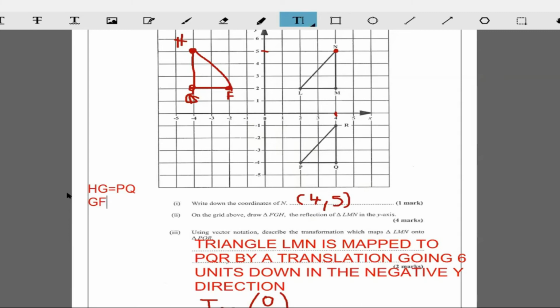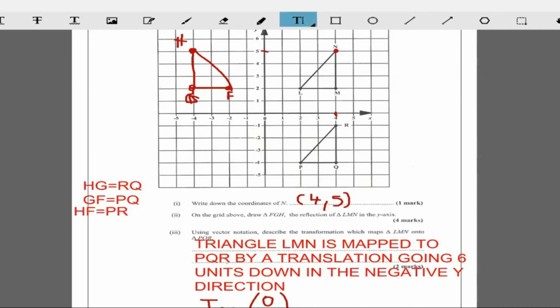is equal to the length of, well, this shouldn't be PQ right here. HG is actually equal to QR. Right, RQ then. And then GF, as you can see, is equal to PQ. And finally, we can see that their hypotenuse, HF, is equal to PR. So what does that mean? That's the first reason. This shows that their corresponding sides are equal in length.